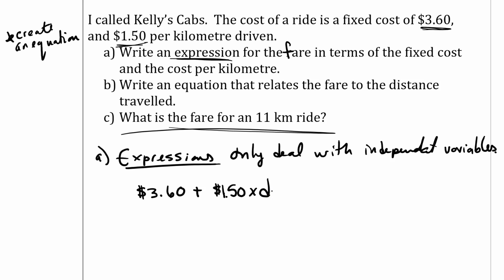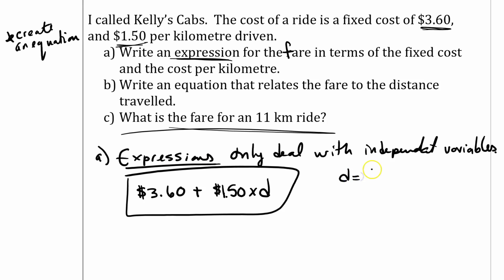So if I were to go 2 kilometers, that would be kind of expensive for a 2-kilometer trip, but $1.50 times 2, which is $3, plus $3.60, would be $6.60. So this right here is my expression. Now, we cannot forget to define our variables, where d is distance in kilometers. This is our independent variable, because we take the distance, plunk it into our equation, and we're given the cost of the ride, which leads us to the second part.